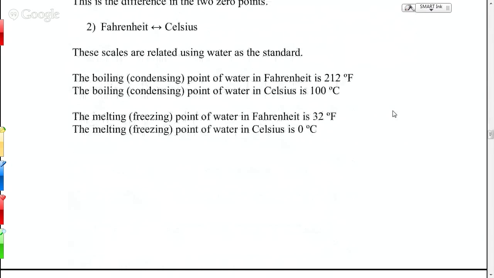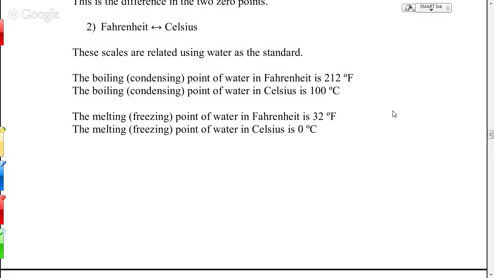The trickier one is Fahrenheit to Celsius, because you have a couple different conversions to do. You have to convert the size of the unit. So what's a bigger unit, a Fahrenheit degree or a Celsius degree? What's a bigger piece? I heard Celsius. That's correct. Why? How do you know? There's a bigger distance between 32 and 212 than 0 and 100.